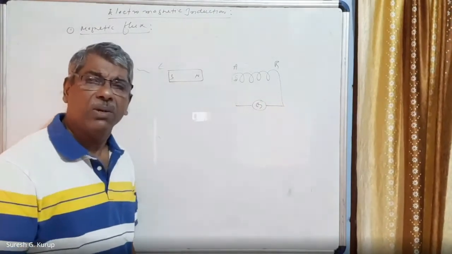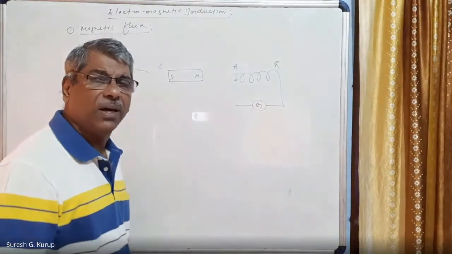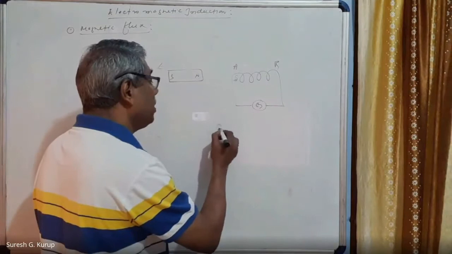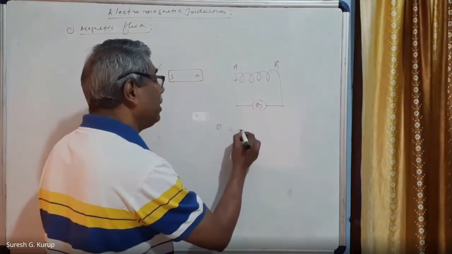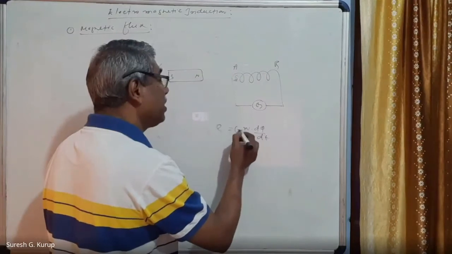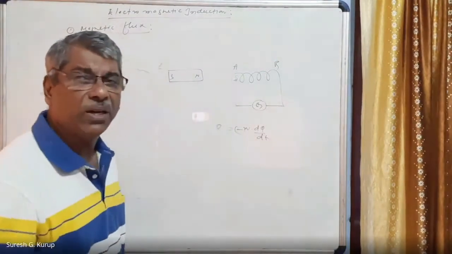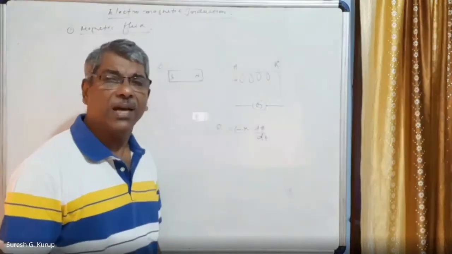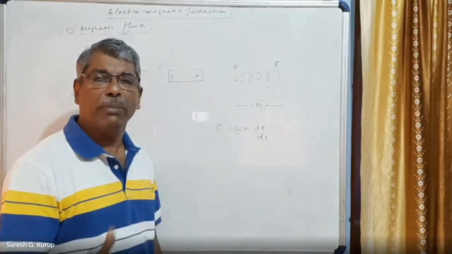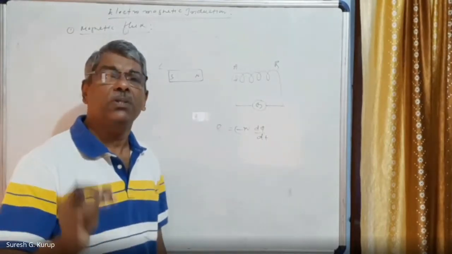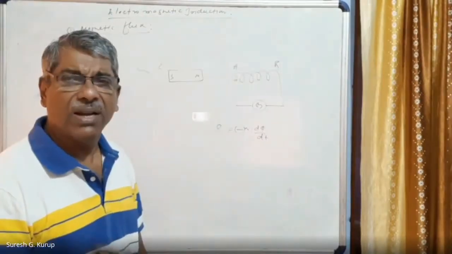Actually, the magnitude has nothing to do with the negative sign in the expression E equal to minus N into d phi by dt. This negative sign has nothing to do with the magnitude of the EMF. But it only reminds us that whenever there is a change in magnetic field in the coil, the EMF induced is such that it opposes the very cause of production of the EMF, right?